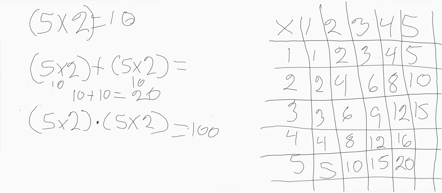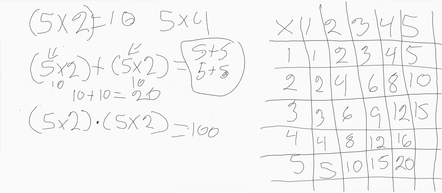So if you knew what 5 times 2 was, but you didn't know what 5 times 3 was, and you were trying to figure out what 5 times 4 was, 5 times 2 plus 5 times 2 is going to equal 20, which is also 5 times 4, because how many 5s did you have? You have 2 5s here. You had 2 5s here, which is 4 5s. 5 plus 5 plus 5 is 5, 10, 15, 20.